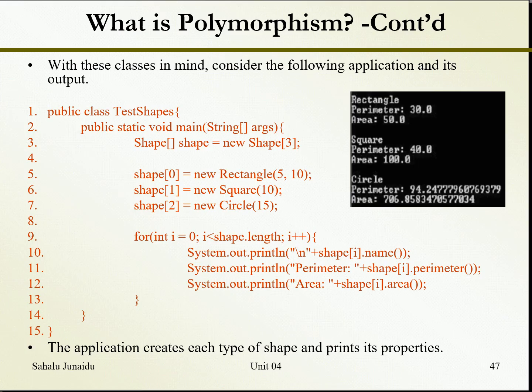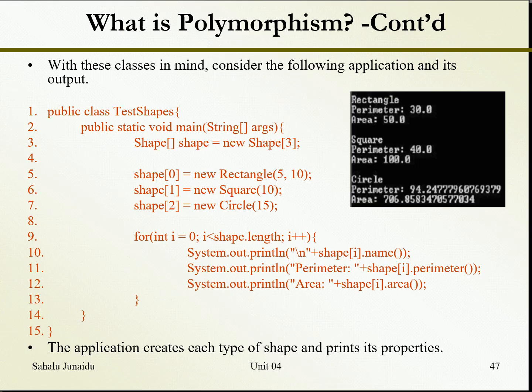Now here we assign to shape 0. Remember the type is shape, but we are representing a rectangle in form of shape, a square in form of shape, and also a circle in form of shape, because we know that circle is a shape, square is a shape, rectangle is a shape. The type of the variable on the left is shape, and what we have on the right-hand side is of type rectangle, square, and circle.